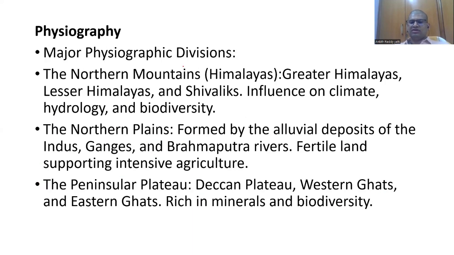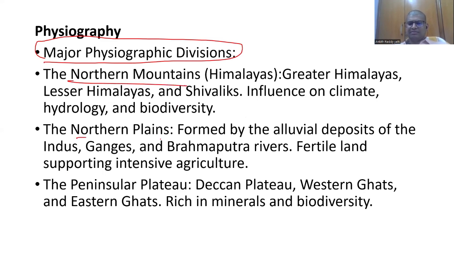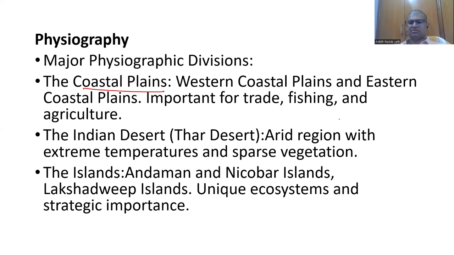When you're talking about physiographic divisions, you can divide India into 6 major ones. The northern mountains, that is the Himalayas; the northern plains, the Indo-Gangetic plains as we call them; the peninsular plateau; the coastal plains, the western and eastern coastal plains; the Thar Desert, located in the northwestern part of India; and the islands. We have 2 island groups: the Andaman and Nicobar group and the Lakshadweep group, and both of them are union territories.